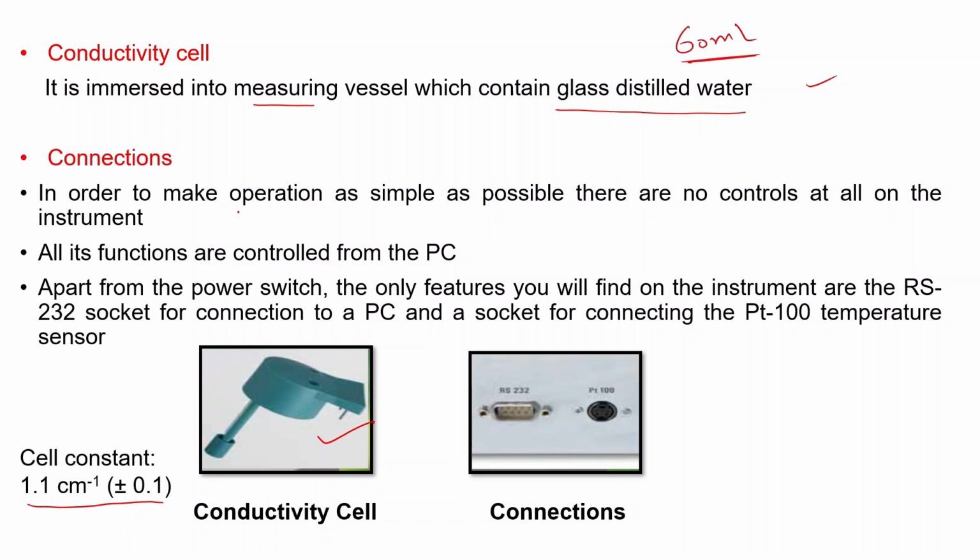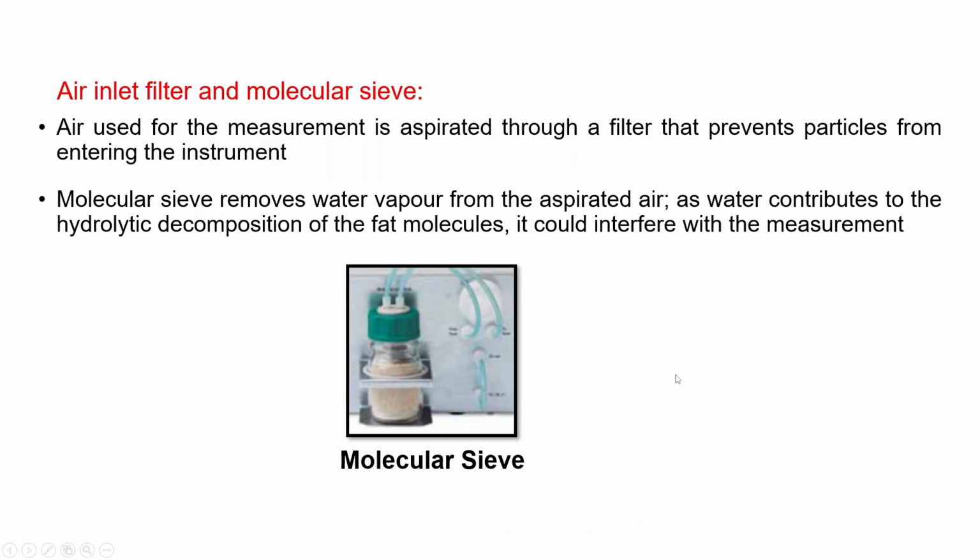And the other connections we see: in order to make operation as simple as possible, there are no controls at all on the instrument, and all its functions are controlled from the PC itself. Apart from the power switch, the only features you will find on the instrument are the RS232 socket for the connection to a PC, and a socket for connecting the Pt100 temperature sensor. So a temperature sensor can also be connected to monitor and calibrate the temperature. We also have an air inlet filter, and a molecular sieve is also available.